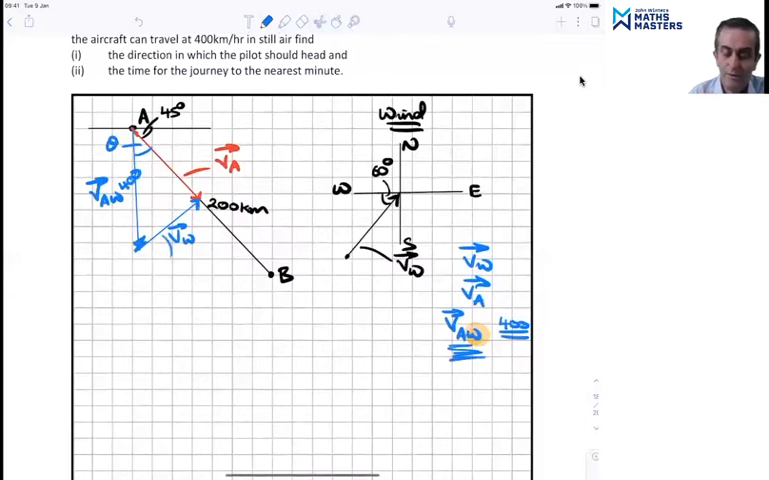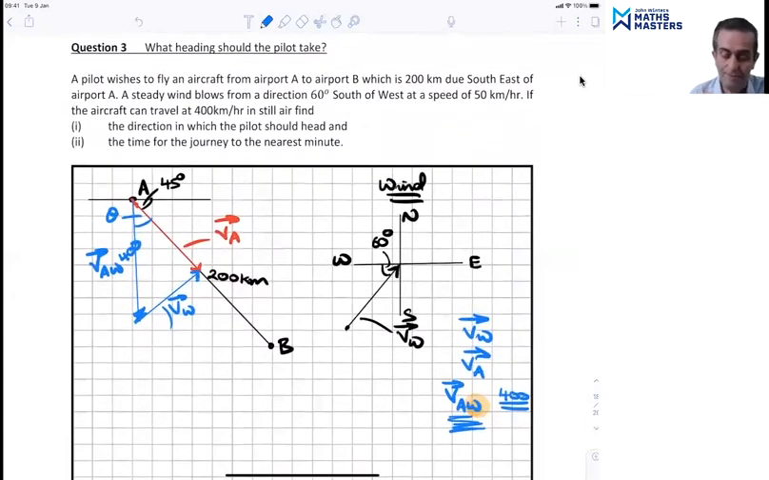The velocity of the wind we know is 50. So the length of that is 50. Okay, now we just need to figure out one angle in this triangle. If we can figure out any angle in this triangle here, we're home and dry, because we can use the sine or cosine rule to find out whatever we want.